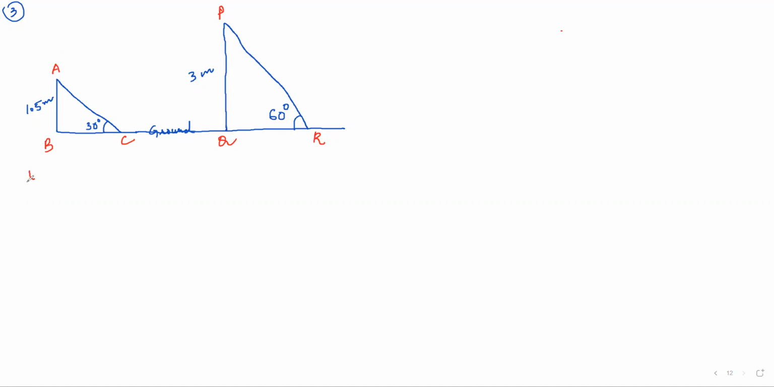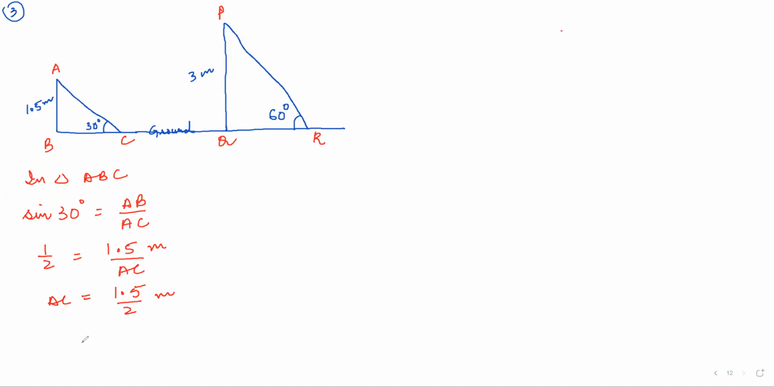So come to ABC, like in triangle ABC. I want to find the hypotenuse and I know the perpendicular. Which ratio should I use? Sine. Good. Sine of 30 is perpendicular by hypotenuse. That means AB divided by AC. So half is equal to, AB is 1.5 meter, AC you want to find. So AC will become 1.5 divided by, 2 meters, right?